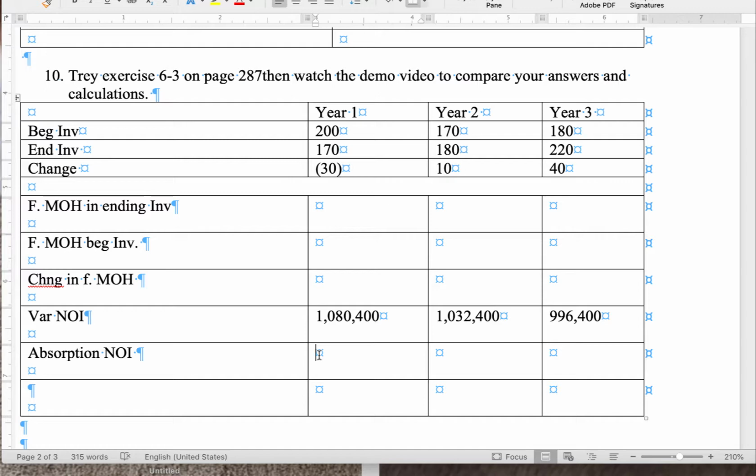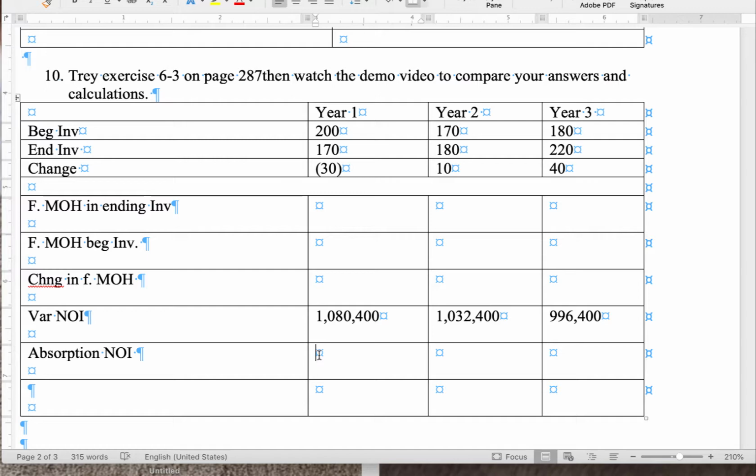Basically, we need to figure out if inventories are increasing or decreasing. That's the first thing we need to identify. Are inventories going up or are they going down? If they're going down, we need to remember that absorption costing net operating income is going to be less than variable costing net operating income, because in that case, we can assume that units produced were less than the units sold.